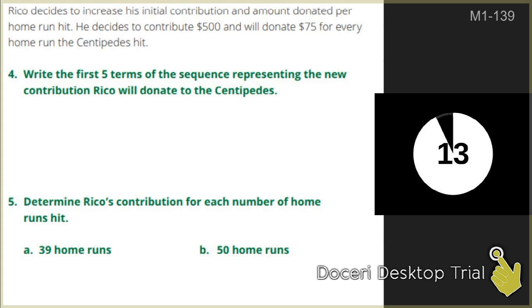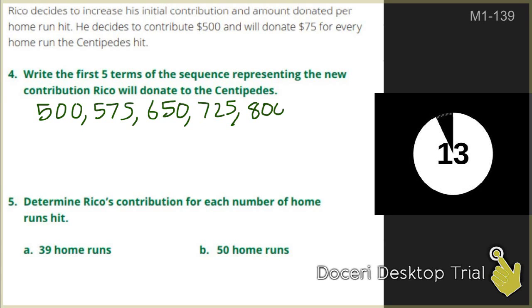So, now that your time is up, we are going to check our answers. So, question number 4 was write the first 5 terms in the sequence. So, based on the new information, he started with 500. That's if he hit 0 home runs. And then he's adding 75, so 575, 650, 725, and our last term would be 800.